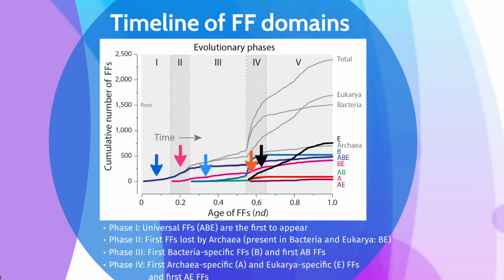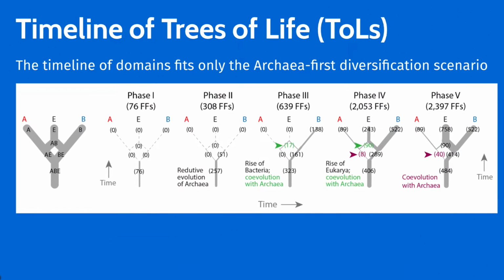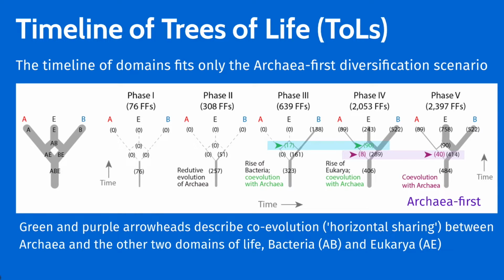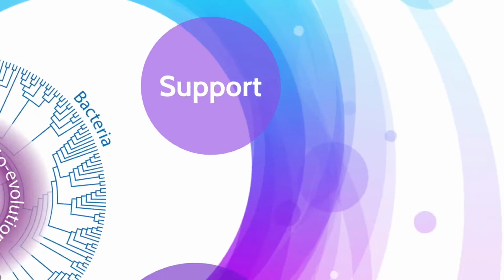The accumulation of domain families could be mapped onto a tree of life with basal reticulation. This mapping generates a timeline of trees of life, which remarkably unfolds the Archaea-First diversification scenario. In this timeline, green and purple arrowheads describe coevolution and horizontal sharing between Archaea and the other 2 domains of life, bacteria and Eukarya.